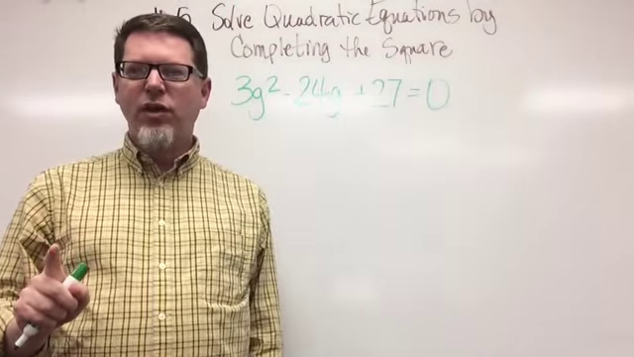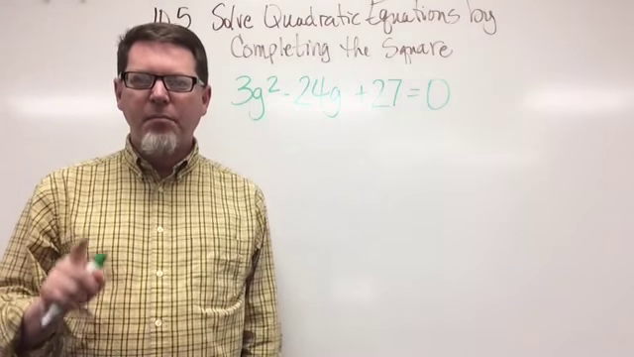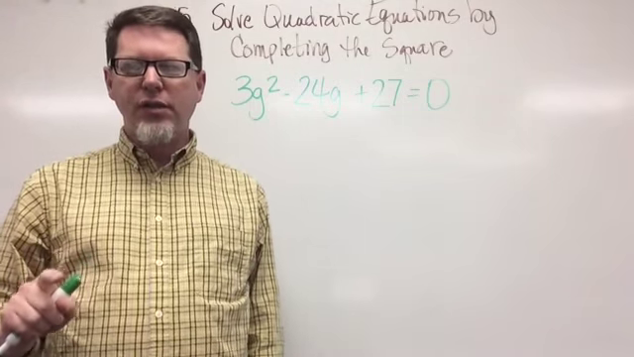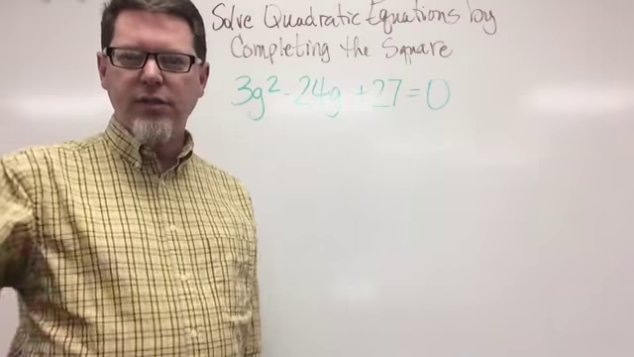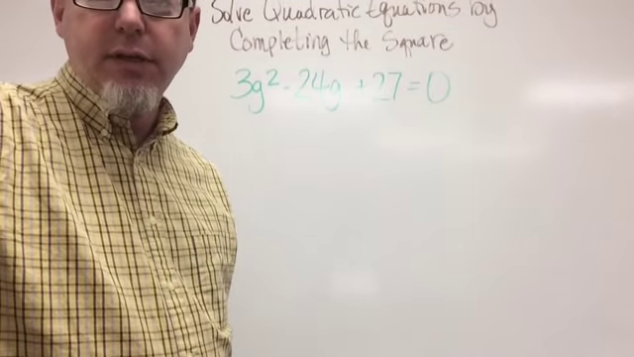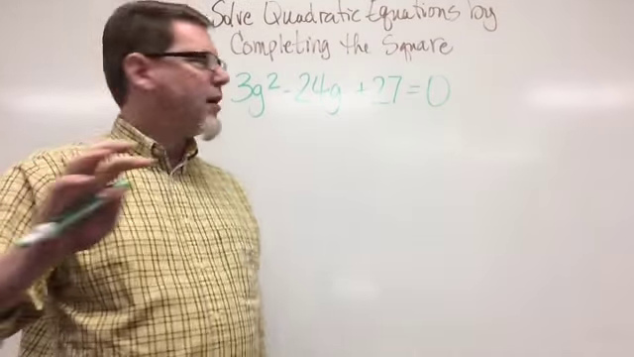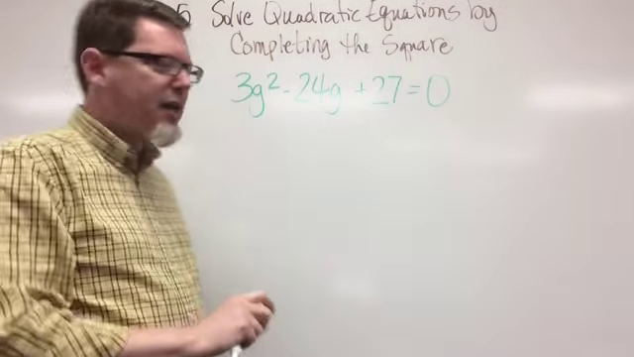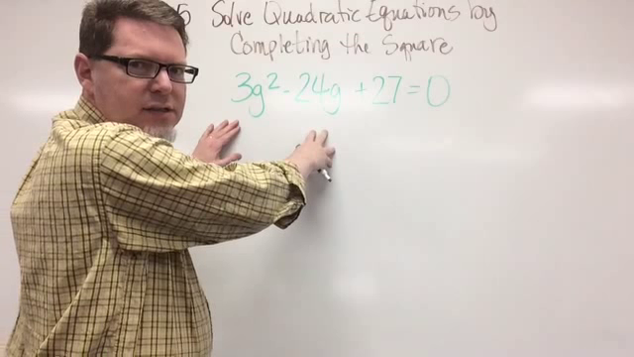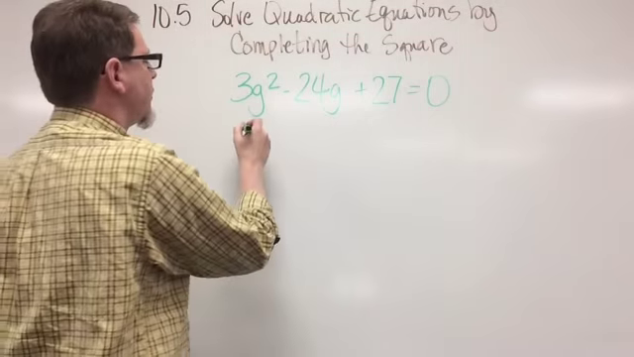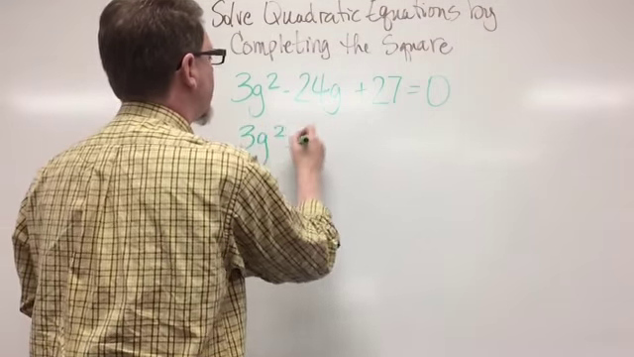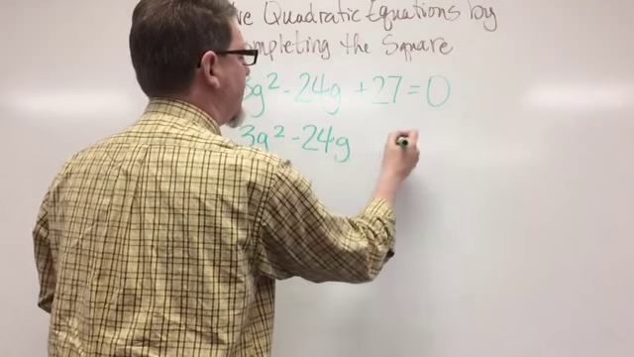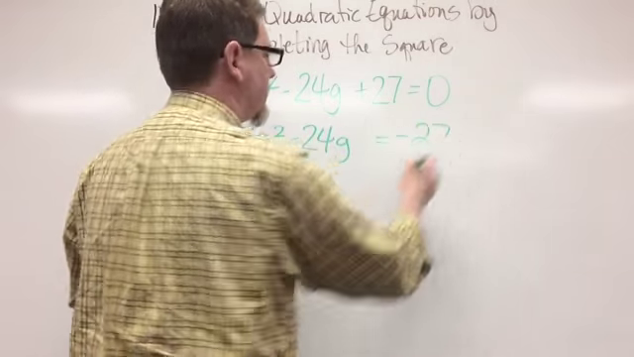The last example we're going to do is 3g squared minus 24g plus 27 equals 0. And I apologize for the glare. It's the lights, it's not the camera. So what I have to do first is get this 27 to the other side. I only want to keep these two on this side so I can complete the square. So 3g squared minus 24g equals -27.